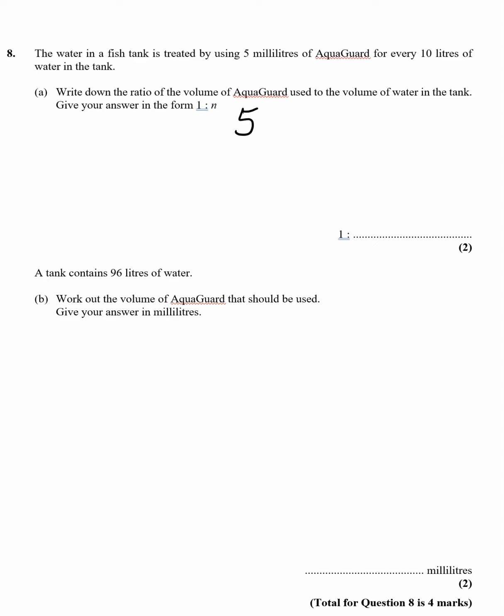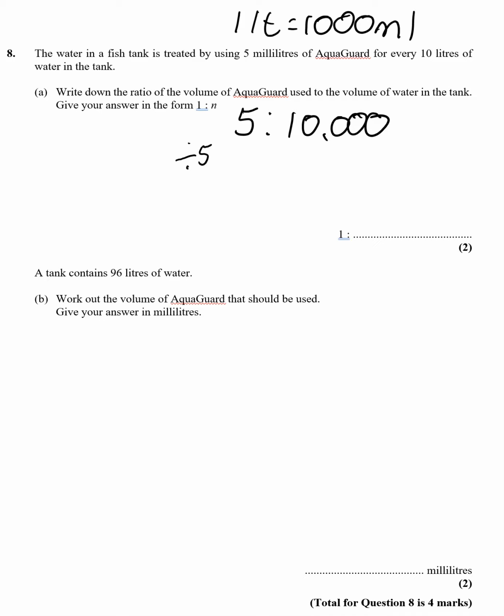Okay, so we need to do 5. We're going to work in millilitres. 5 to, right, 10 litres. Well, 1 litre is 1,000, so actually 10 litres will be 10,000. So now we've got them in the same units, but we need them 1 to n. So we need a 1 here, so we need to divide by 5. Well, 5 divided by 5 is 1. 10,000 divided by 5 is 2,000. So our ratio 1 to n is 1 to 2,000.